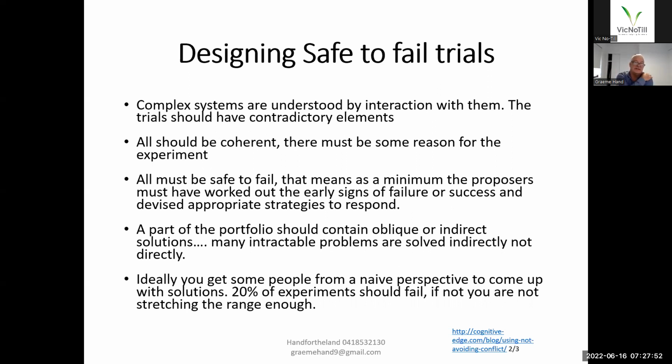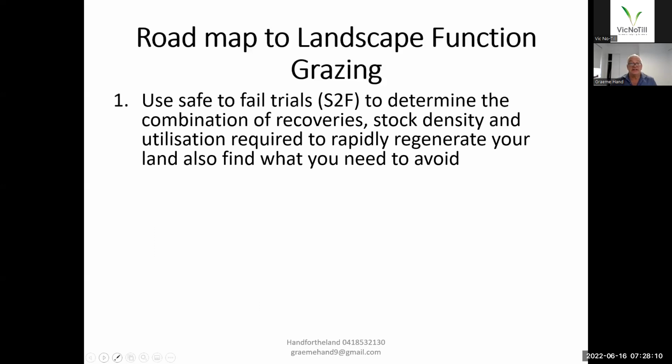Just another slide. Complex systems are understood by how we interact with them. So you've got to have contradictory, you've got to have a portfolio. You need 20% of them to fail, but I'll pop that into the notes so that people can look at it at a later date. So just back to this. Using safe to fail trials to determine the recovery, stock density and plant utilisation.